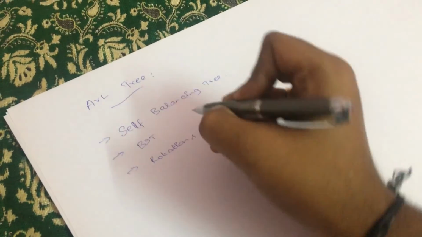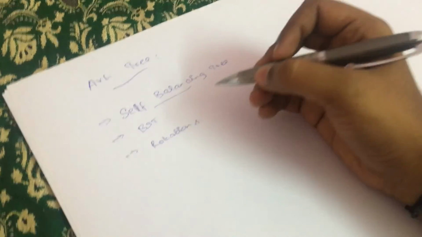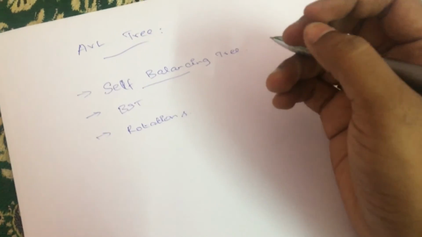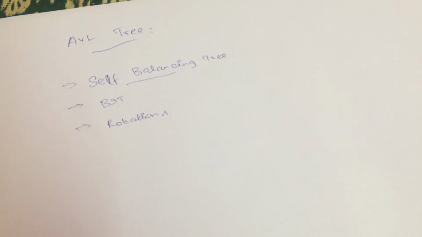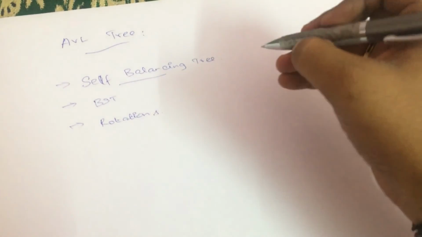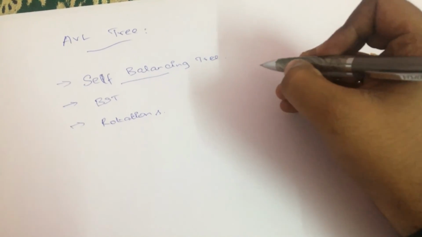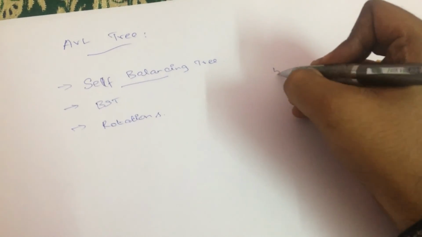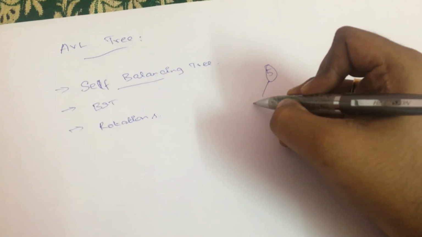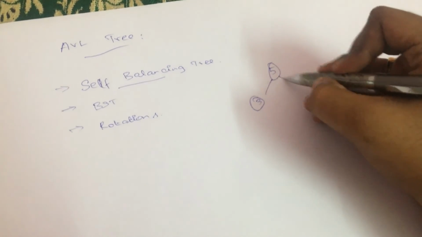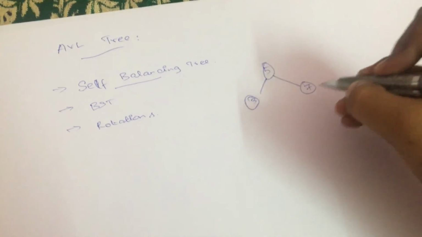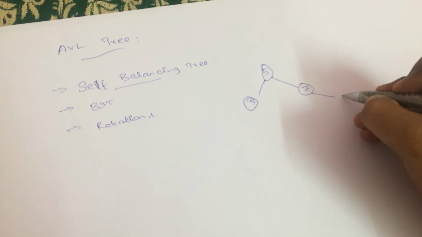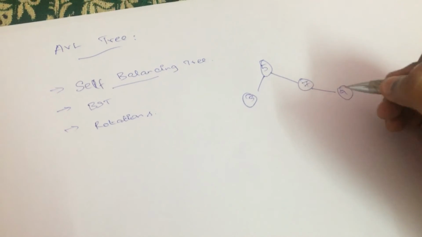Since it is called a self-balancing tree, it will rotate automatically, and it will adjust according to the values which we have inserted for all the tree's nodes, right? So for example, assume we have a binary search tree, and the root node is 5, the leftmost value is 3, and assume that I have a rightmost value as 7. Again, it has a right node as 9.